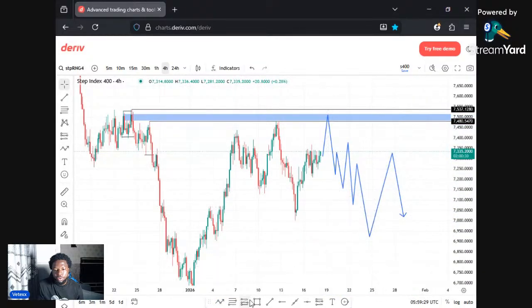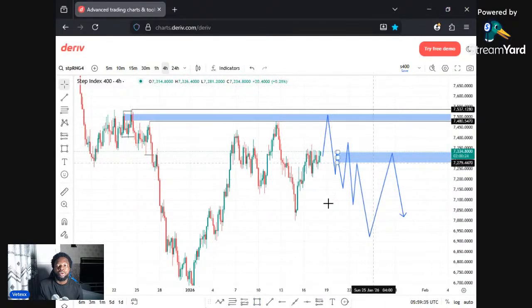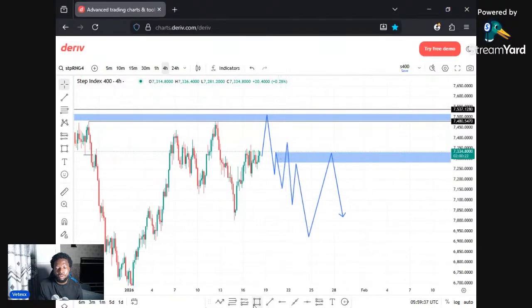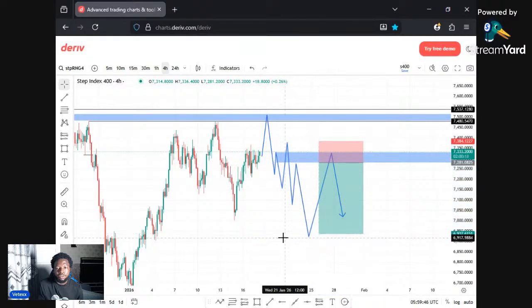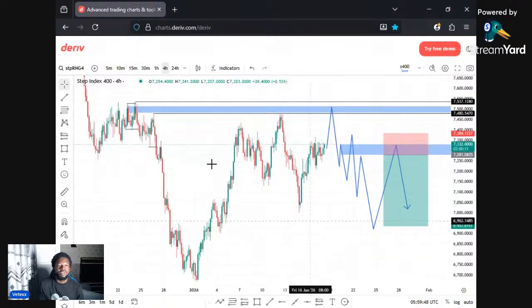So this is what we are looking at for Step 400. Whenever price taps into this zone, look out for this and then we execute on it. Quite simple, right? Yes. So this is what you're anticipating on Step 400.